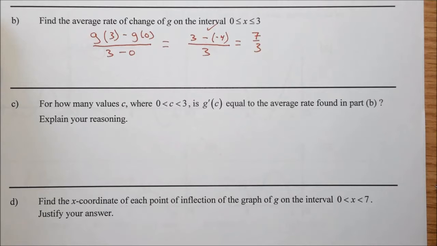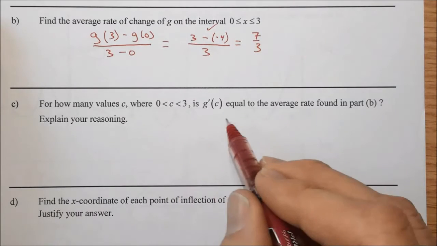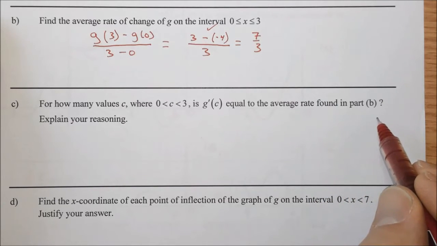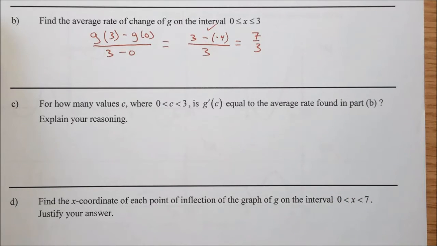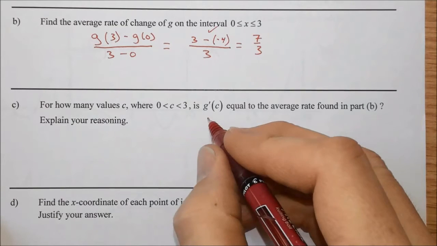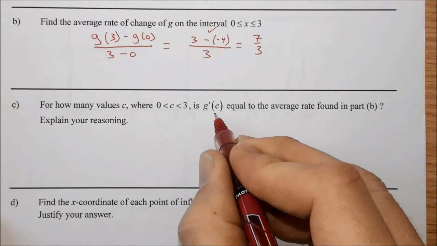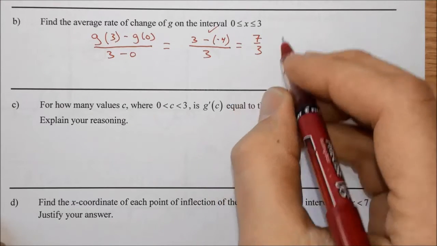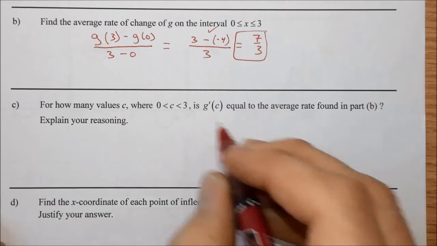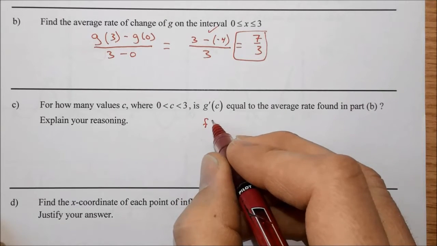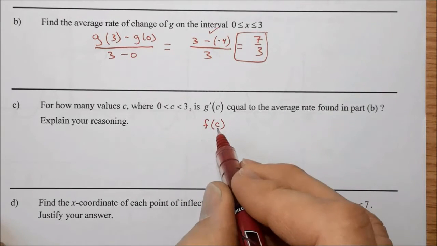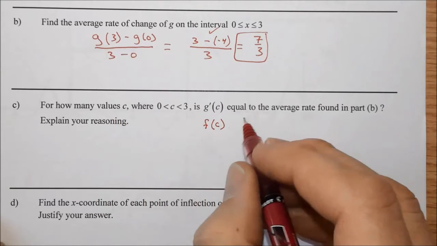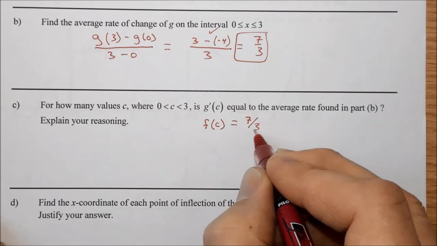Part C. For how many values of c between 0 and 3 is g prime of c equal to the average rate found in part B? Explain your answer. So we're looking at the idea that g prime of c needs to be equal to the average rate found in part B. Alright, so our average rate is 7/3. G prime, we know that that's f. So basically it's asking for how many different values c between 0 and 3 is f of c equal to 7/3.